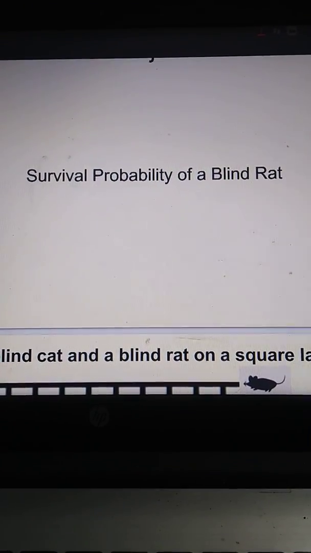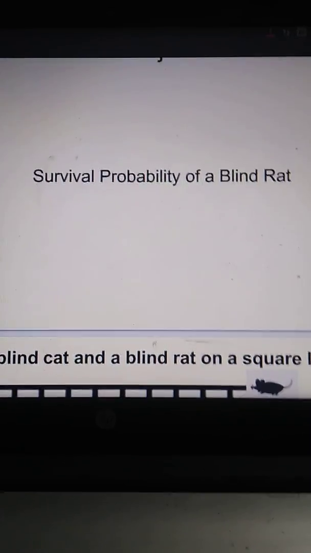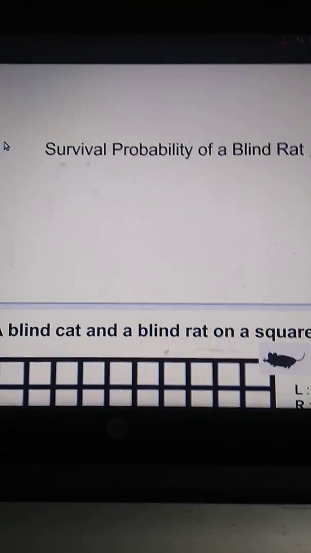My name is Himansh, and today we're going to find out the survival probability of a blind rat. Okay, so this question is based on the random walk model.